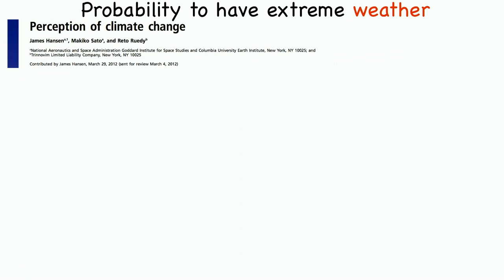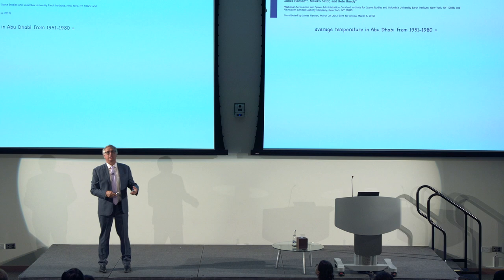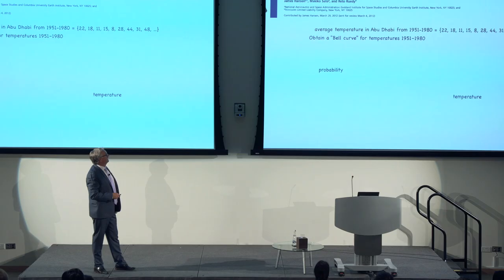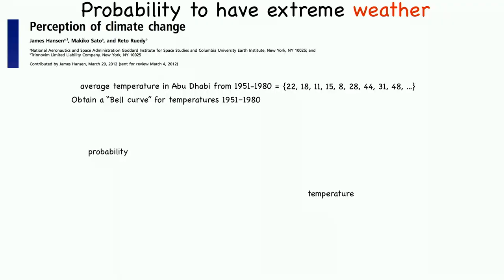Let's imagine that we're going to take the average temperature in Abu Dhabi and record it every day or every hour for a long period of time. That'll be a whole string of numbers. And then we're going to make a graph. We'll have the probability that we have a certain temperature shown here. And it's going to be one of these bell curves, perhaps like Professor Bias's class when she teaches it.